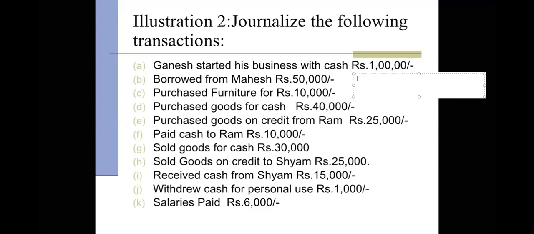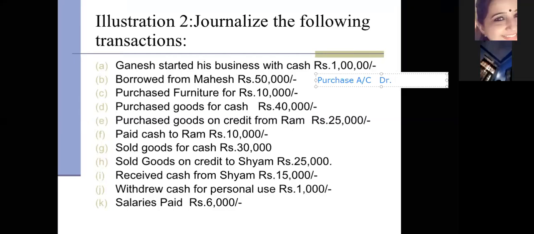Now you have purchased goods for cash, that means goods are coming in. If something is coming in you will debit it. So I can write purchase account debit. It is 40,000.